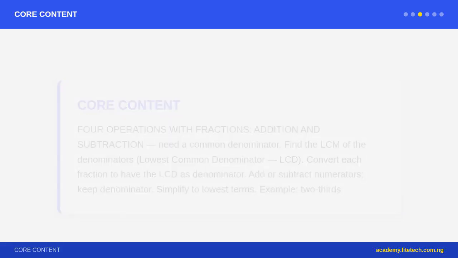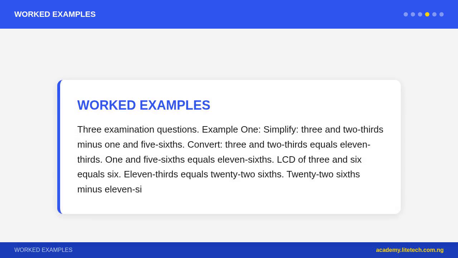Mixed numbers: convert to improper first. 2 1/2 times 1 1/3 equals 5/2 times 4/3 equals 20/6 equals 3 1/3. Division: multiply by the reciprocal. Flip and multiply. The reciprocal of a fraction is obtained by swapping numerator and denominator. Reciprocal of 3/4 is 4/3.